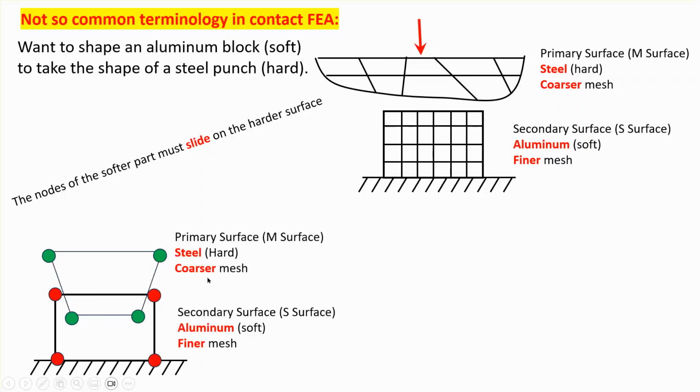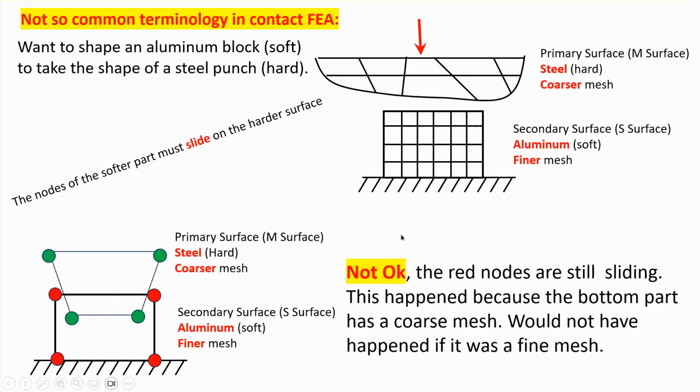So something like this is not possible if we pretend that this thing, the one with the green dot node, is the primary surface, and the one with the red nodes is the secondary surface, namely aluminum, because the red nodes slide on the boundary of the primary surface. Something like that may happen, and this is not good. That's why you want the S surface, the secondary surface, to have a lot of nodes, so that something like that will not happen. This is not okay, and therefore keep in mind that the coarser mesh must be on the, think about it as the punch.